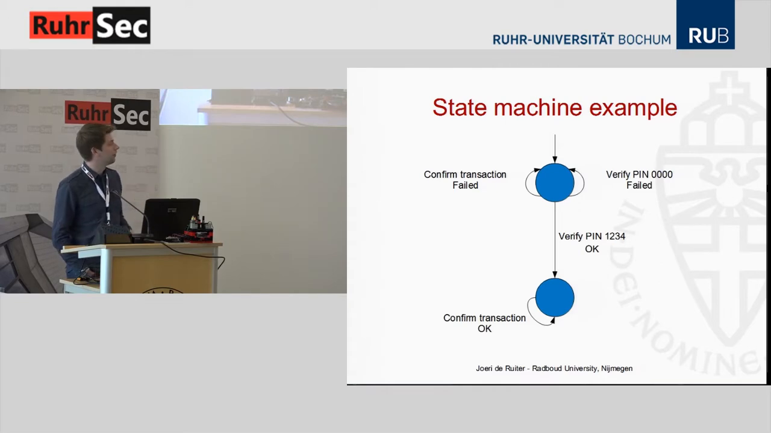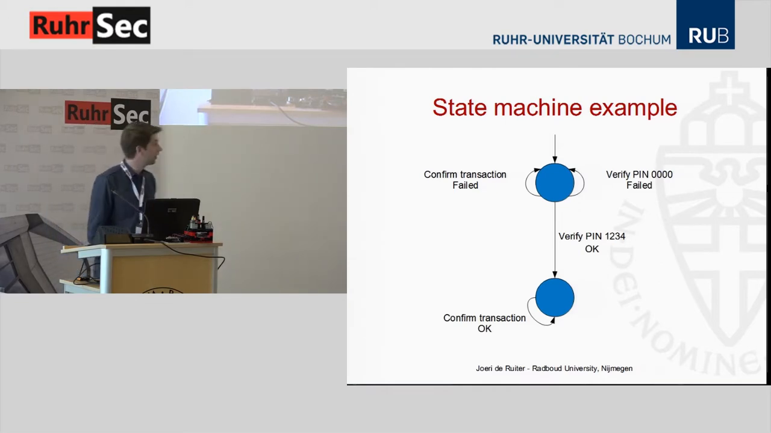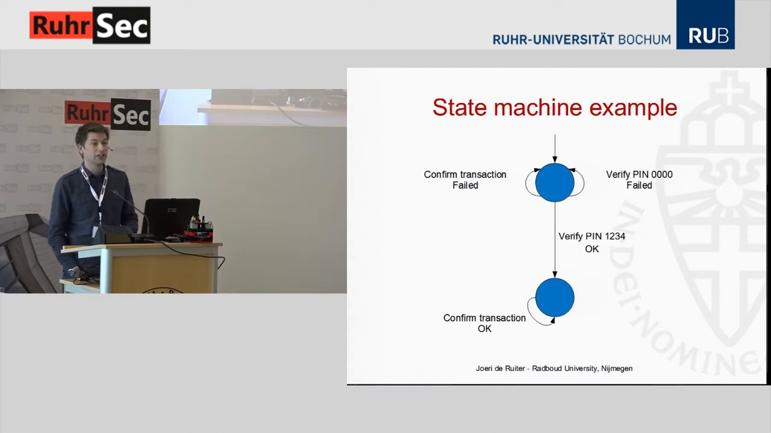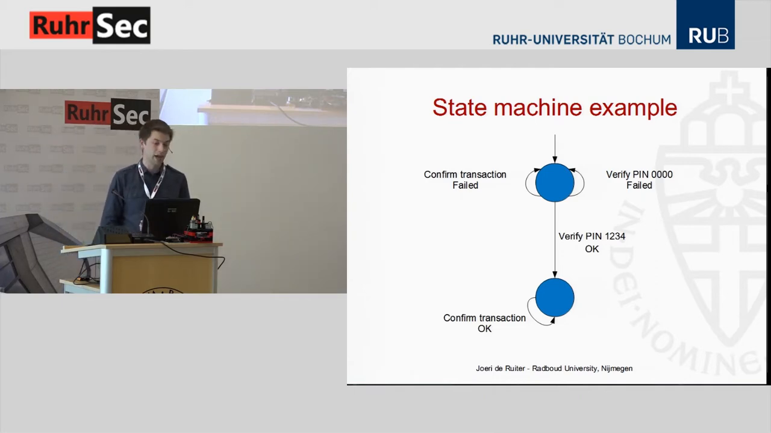So this is a really simplified version of a state machine. So you can see that we have two states in here. So the top state is the initial state. You can there try to, for example, confirm a transaction. It will fail, and you stay in this initial state, so nothing happens.